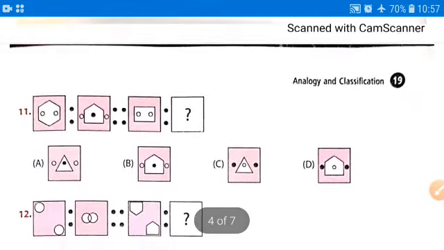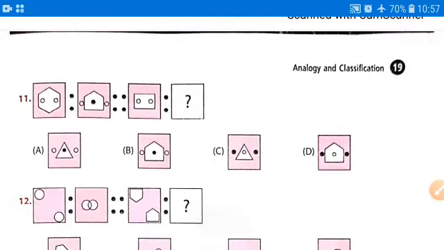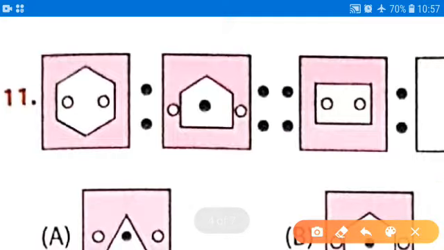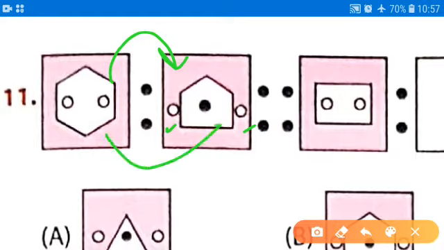Now moving further to question number 11. Now it is very simple for you. This is a hexagon. How many sides are there? 1, 2, 3, 4, 5, 6 sides, and inside it we have two small circles. So the circles which are inside are coming out in the next figure. These two circles came out, and one side of the hexagon has reduced and become a pentagon.